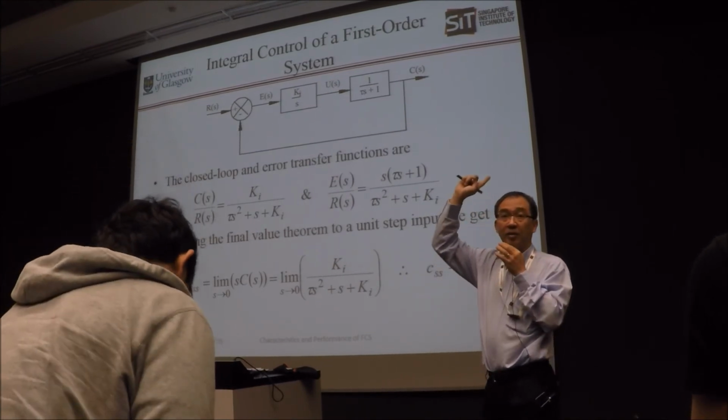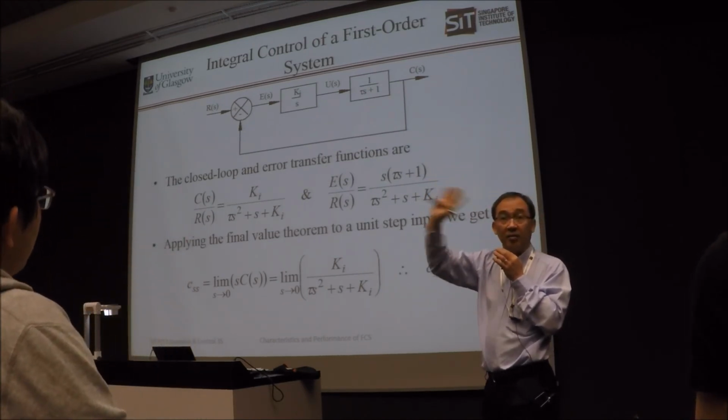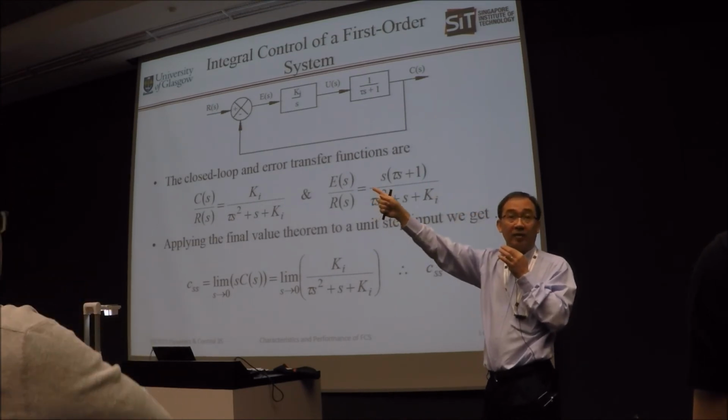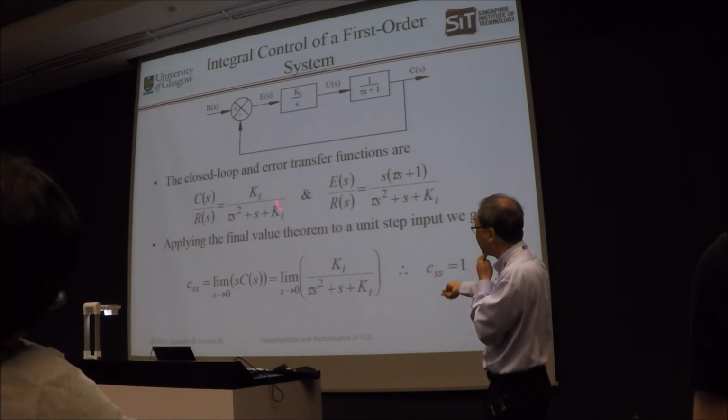First thing you realize, your DC gain is equal to 1. DC gain equal to 1, typically no steady state error. Because why? Input is 1, output is 1 at steady state. So where is the error? No error. So that is a very clear indication.